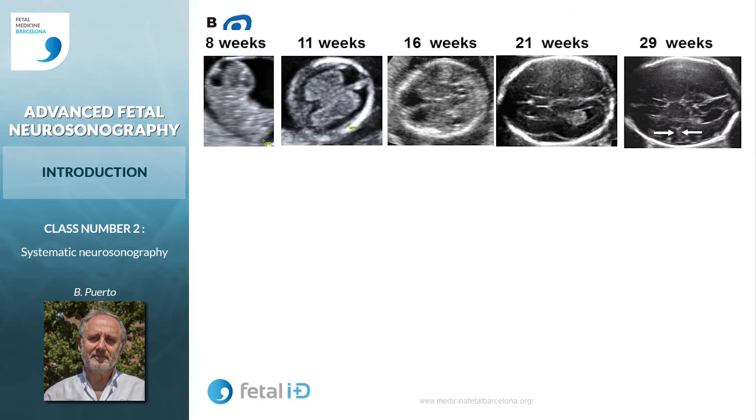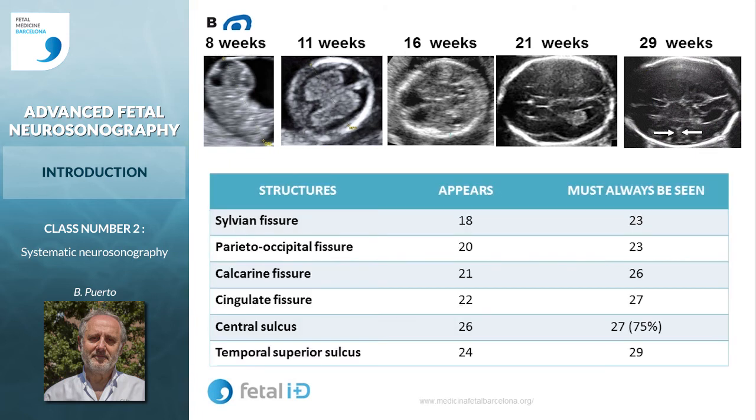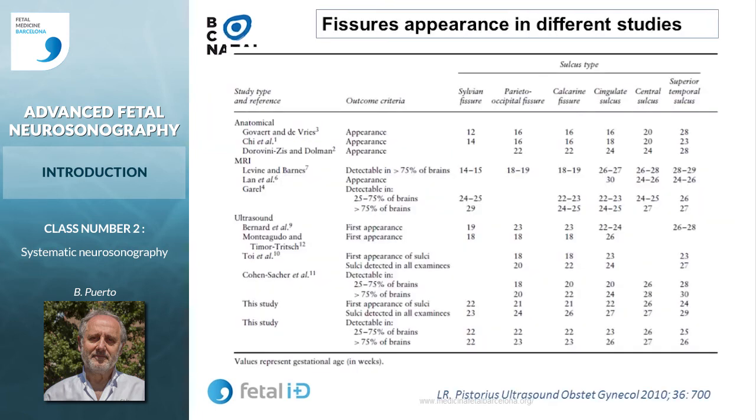It is important, as I mentioned before, to take into account the variations in the appearance of the different sulci. The Sylvian fissure is the first one that can be recognized from 18 weeks and shall always be seen at 23 weeks. And so it goes with the rest of the basic sulci, such as the parieto-occipital, calcarine, cingulate, central, and temporal sulcus. Nevertheless, we shouldn't be fundamentalist, because there are different versions depending on the author. And also, it is different when using MRI or ultrasound.